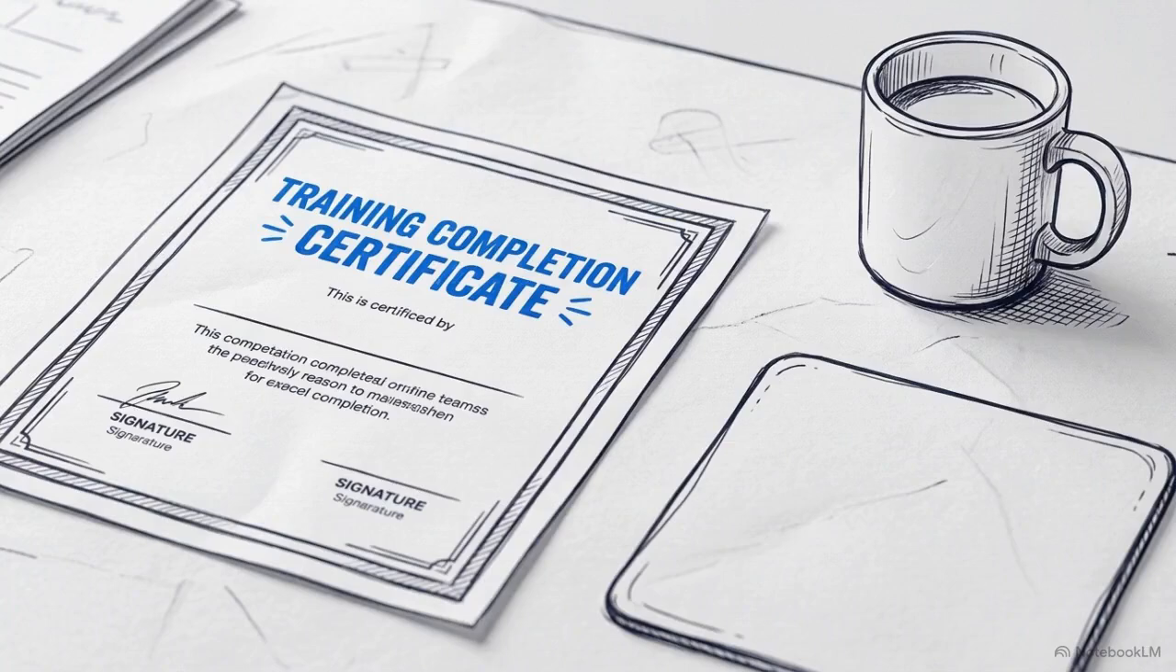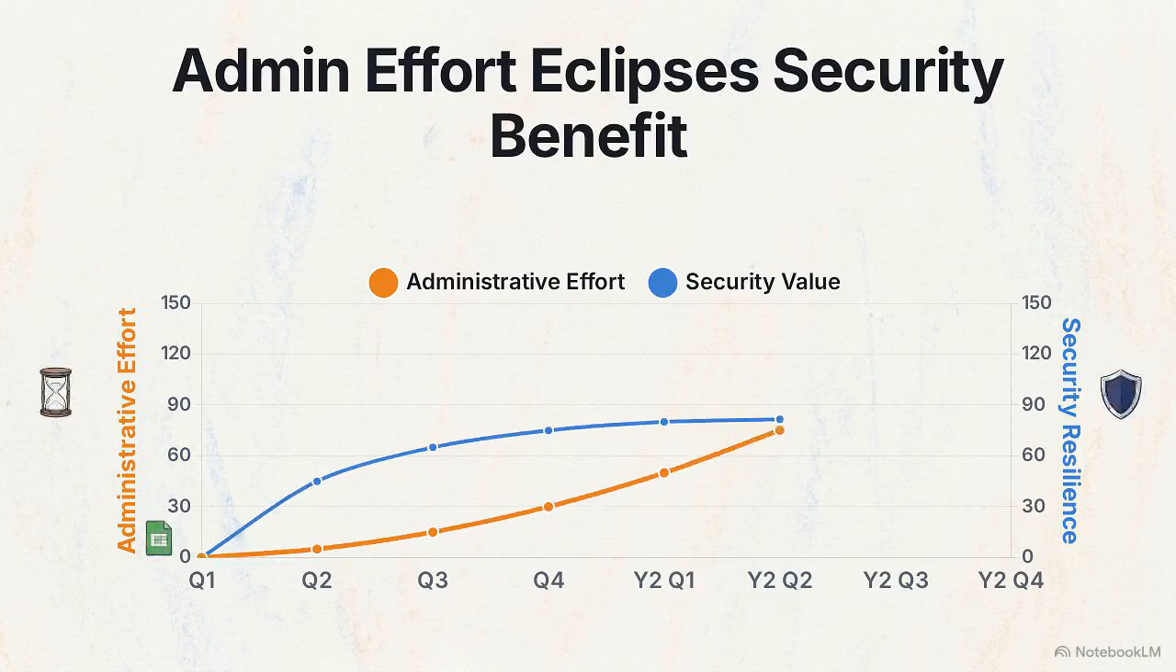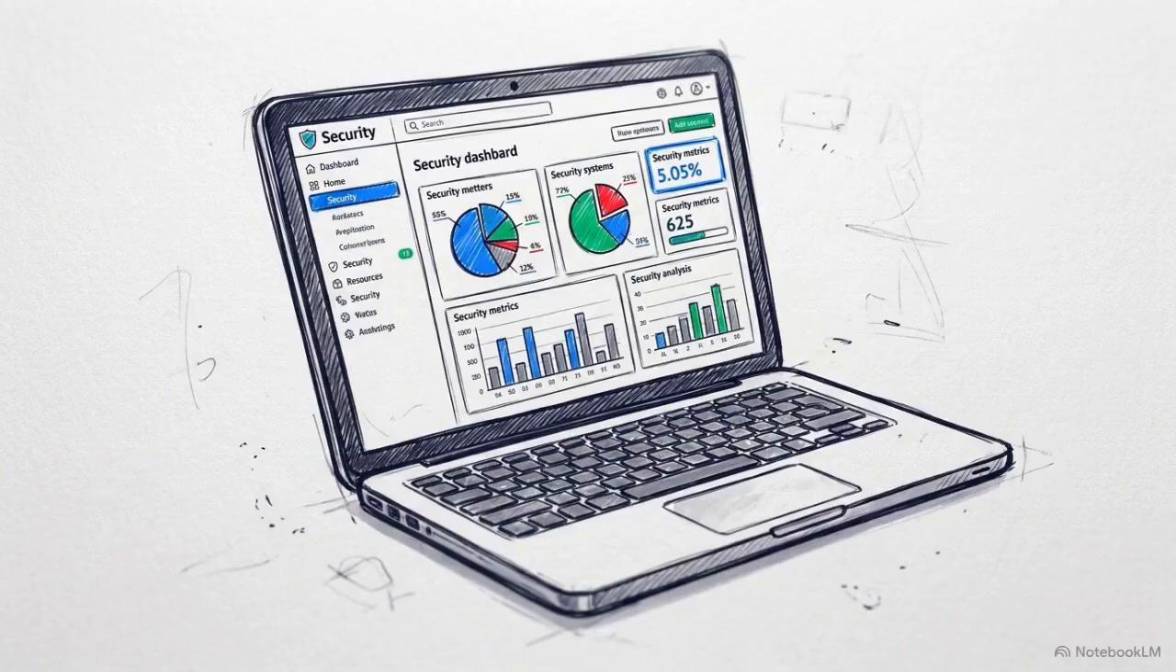This manual method also lacks the ability to test behavior. You can see who read the materials, but you cannot verify if they would fall for a real attack. Manual tracking is a valuable starting point, but it eventually hits a limit where the administrative effort exceeds the security benefit. When manual tracking becomes unsustainable, you must transition to a dedicated platform like KnowBe4 or RansomLeak.